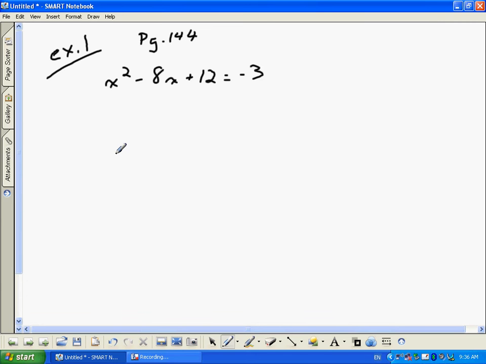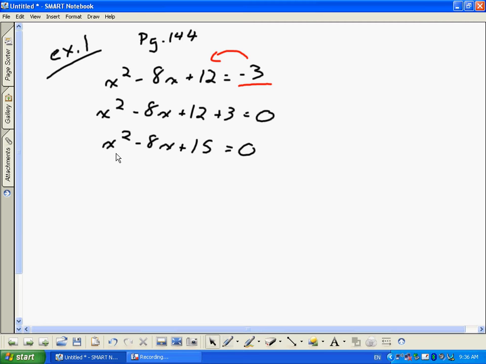In order to find our X-intercepts, we know from looking at step 1 that we have to factor it. I can't factor this yet. I need to put it into standard form, which means I have to set one side of the equation equal to 0. So in this instance, I need to move this -3 to the other side of the equation. When I do that, x squared minus 8x plus 12 plus 3 equals 0. This is now in standard form.